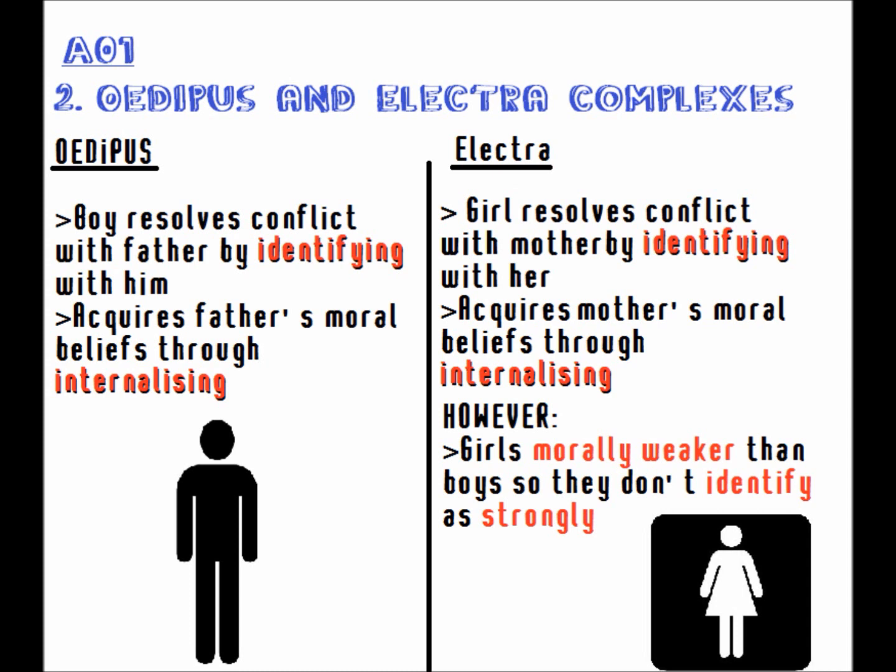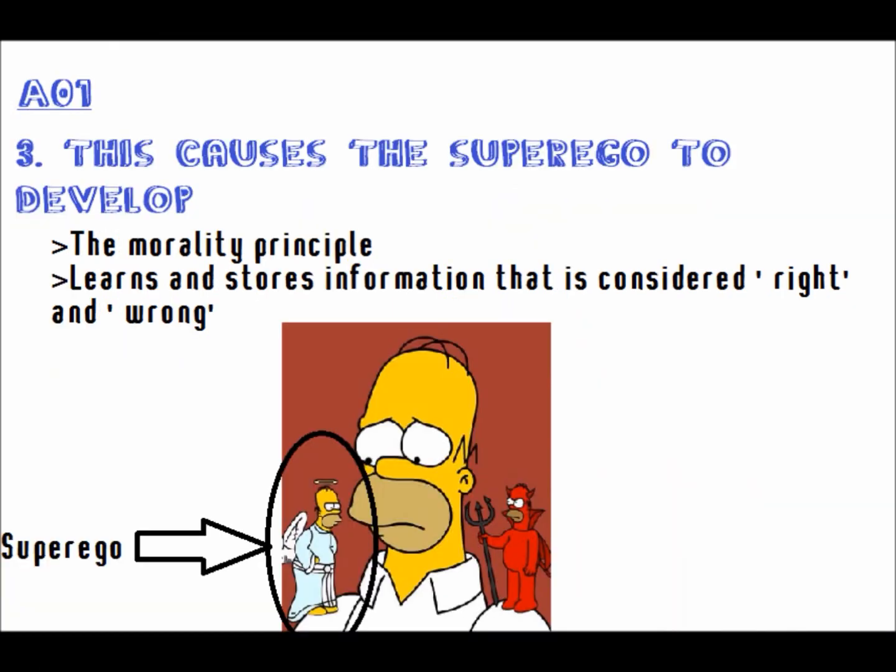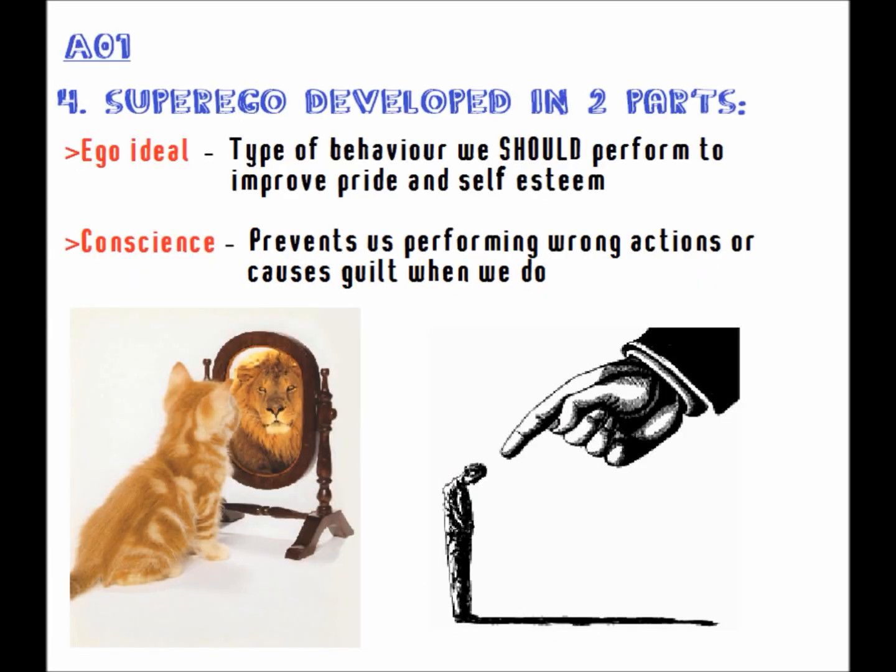Electra. The girl resolves the conflict with her mother by identifying with her and acquires her mother's moral beliefs through internalizing. However, girls, according to Freud, are morally weaker than boys, so they don't identify as strongly with the mother. This causes the superego to develop. The superego is the morality principle which learns and stores information that is considered right and wrong. The superego develops in two parts, the ego ideal and the conscience. The ego ideal stores the type of behavior that we should perform to improve pride and self-esteem, whilst the conscience prevents us from performing wrong actions or causes guilt when we do.